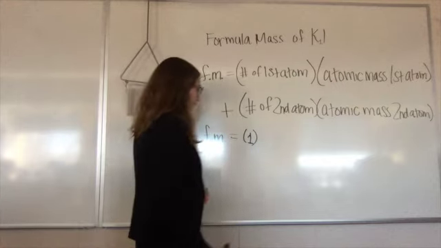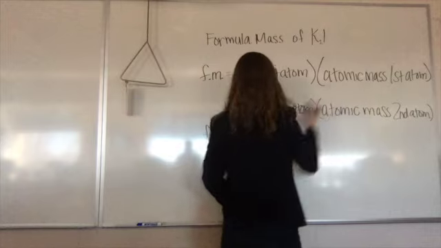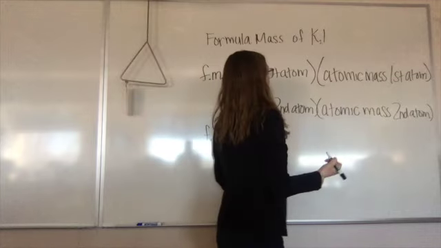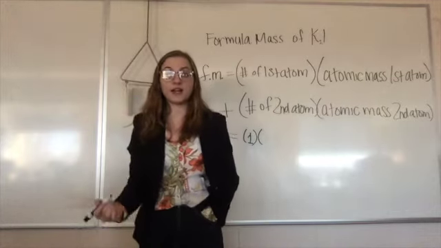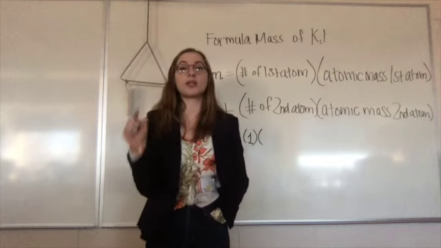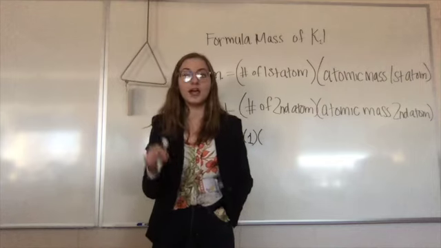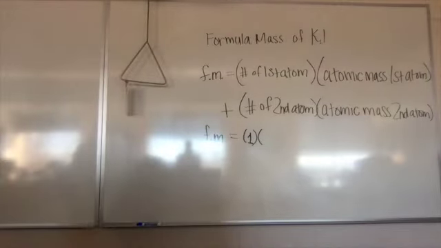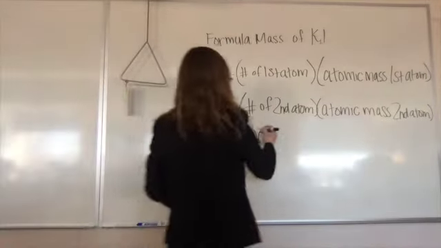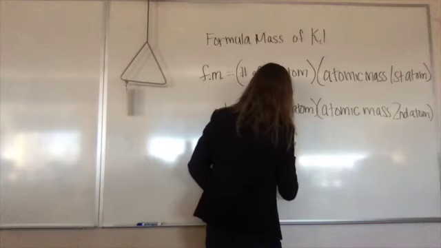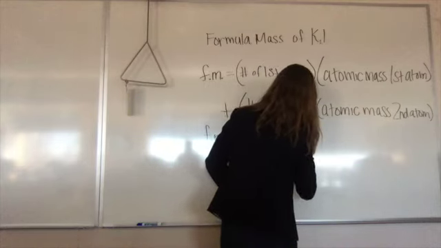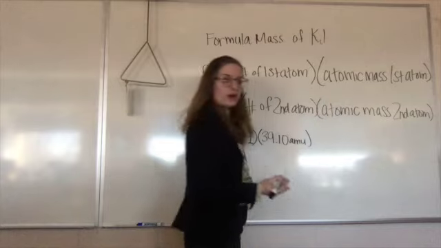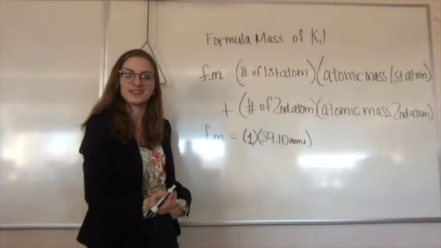And then we multiply that by the atomic mass of the first atom. Well, the atomic mass, we can find that on the periodic table. So I'm going to check the periodic table in the front of your book for the atomic mass of potassium. The atomic mass of potassium is 39.10 AMU. Remember, that's our unit of atomic mass units.